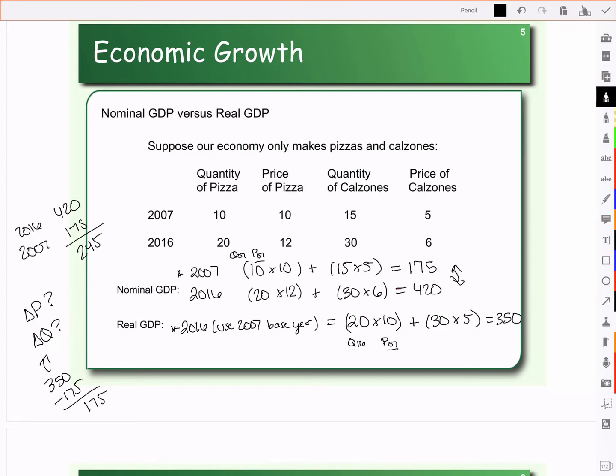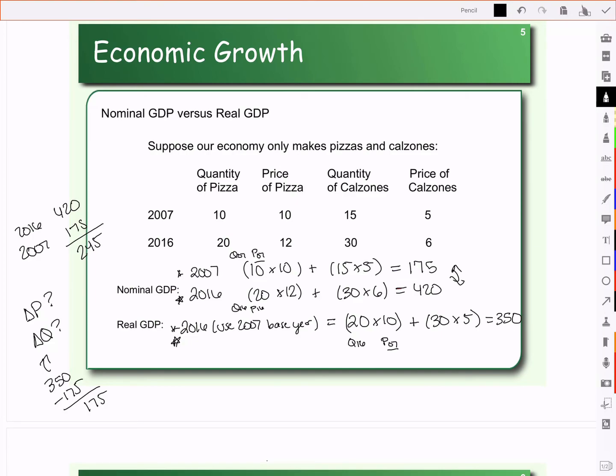Now, if we compare the formula for the 2016 nominal GDP to the real GDP for 2016, the nominal GDP in 2016 uses the prices of 2016 and the quantities of 2016. Real GDP uses the quantities of 2016 and the prices of 2007. So what's the difference between those two formulas? Well, the difference is the price, because they're using the same quantity.